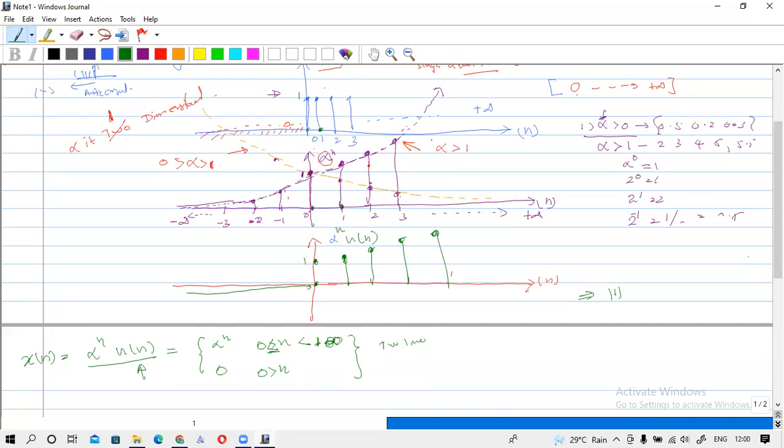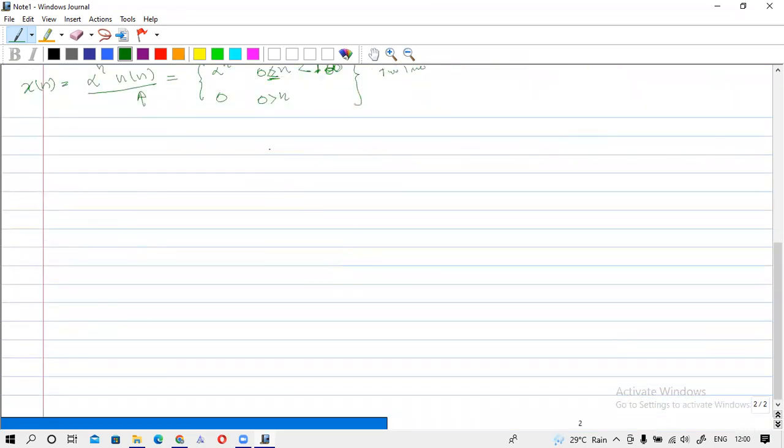Can you understand my question? Here n is 0, 1, 2, 3, and here n is 0, 1, 2, 3. If it is time, there is no issue, because time is measured in seconds or milliseconds. So for this signal, I will write it and explain. I will take around 5 minutes to explain this.